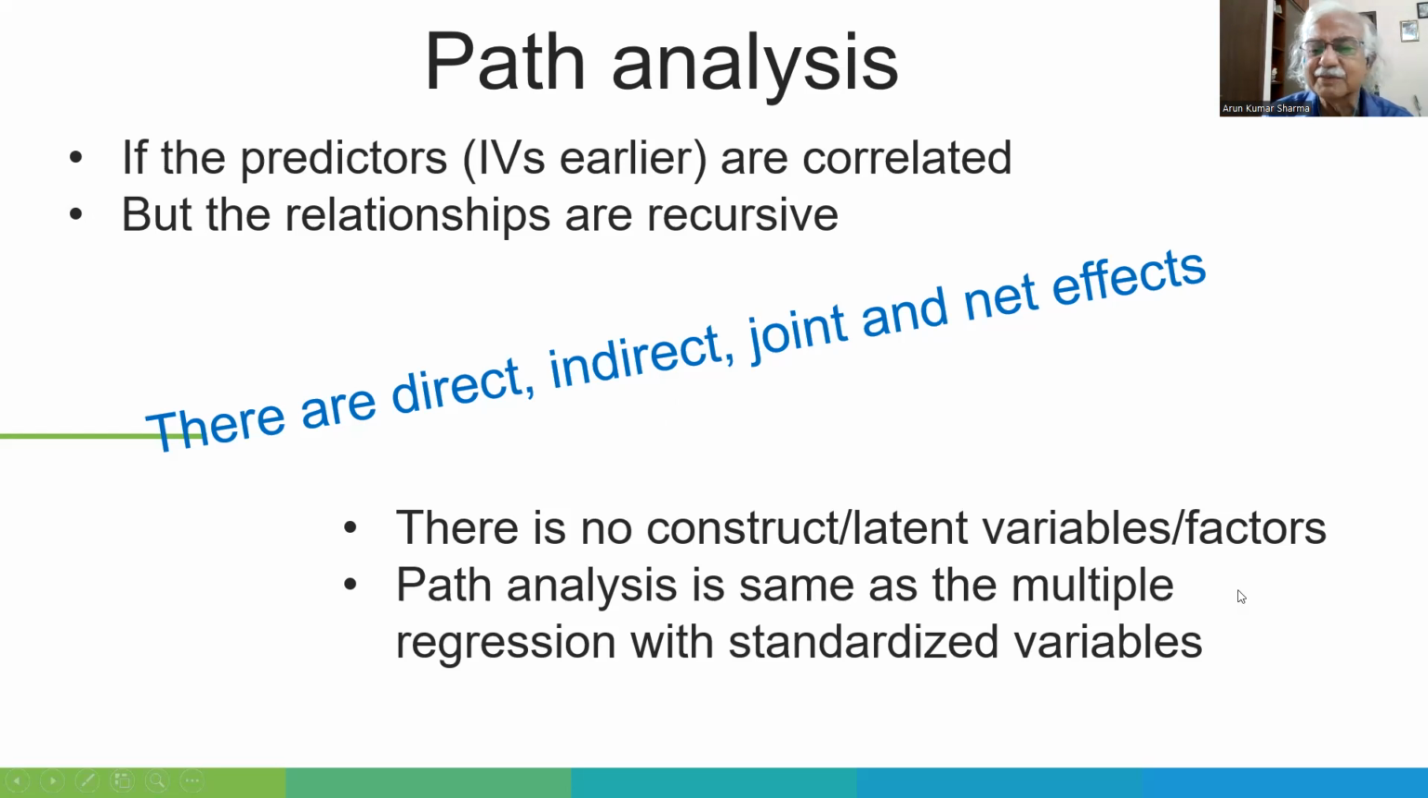Actually, path analysis can be seen as a technique of multiple regression only with the standardized variables, provided the relationships are recursive and it is possible for us to make a diagram in which, for understanding relationships, we can move from one direction to another. All the relationships are either from left to right or from right to left. Okay.